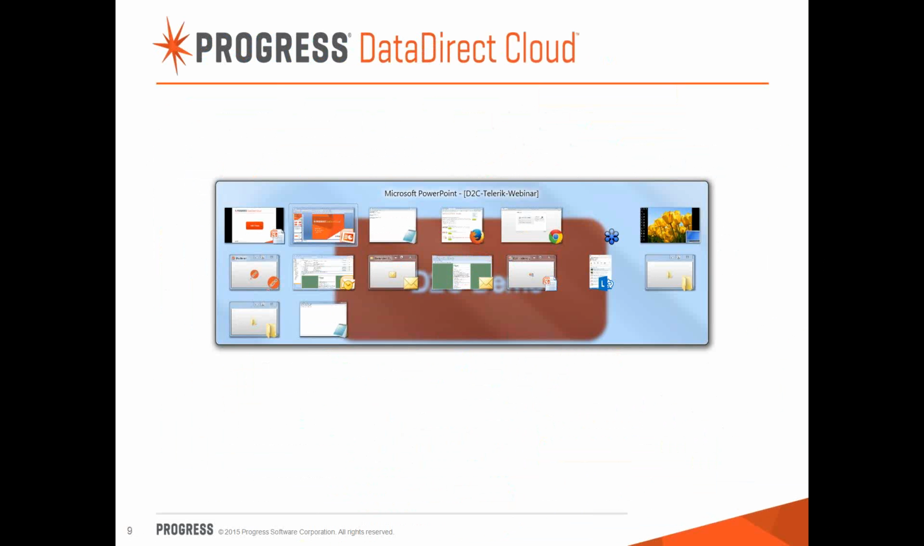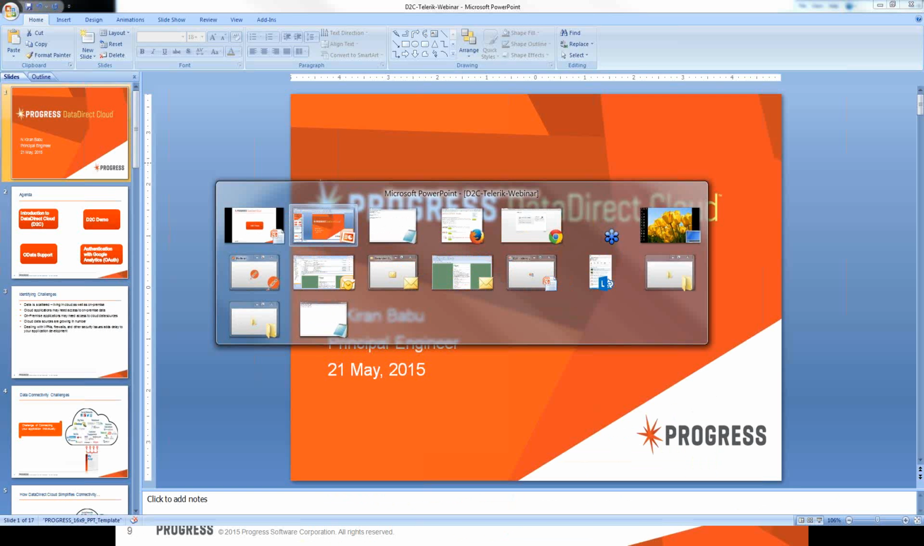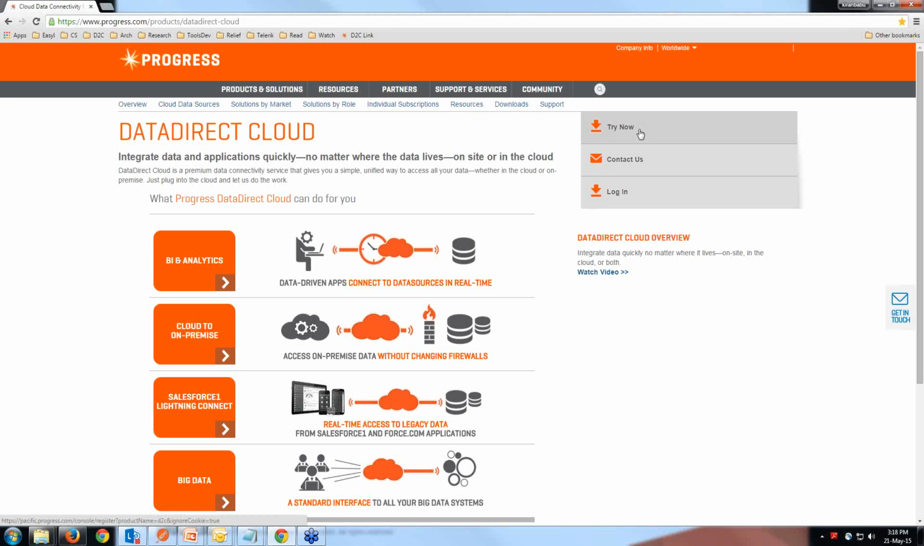So you can hit this URL, progress.com/products/DataDirect Cloud, and you will be seeing this screen. And if you don't have any account yet, you can click on this Try Now button, which will show you a registration page to set up your own personalized account for the product. And I will use this login as I have an account already, and you just need to enter your username and password and hit login.